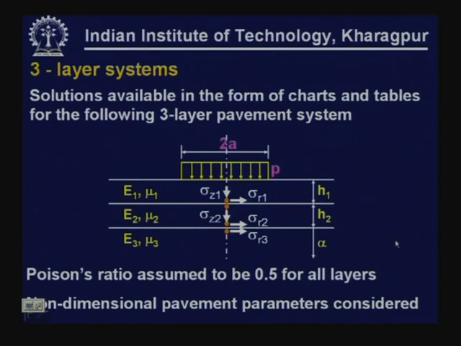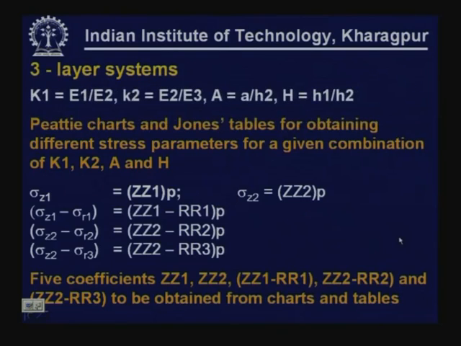So, we consider non-dimensional pavement parameters to characterize this pavement, that is K1 expressed as E1 by E2, K2 expressed as E2 by E3, A, load contact area divided by second layer thickness, H, thickness of first layer divided by thickness of second layer. PT has given charts and Jones has given tables for calculating all these parameters.